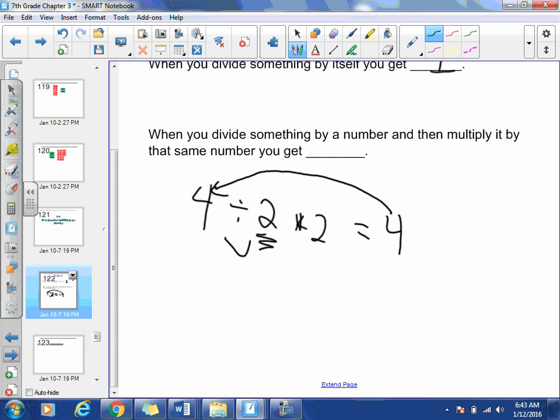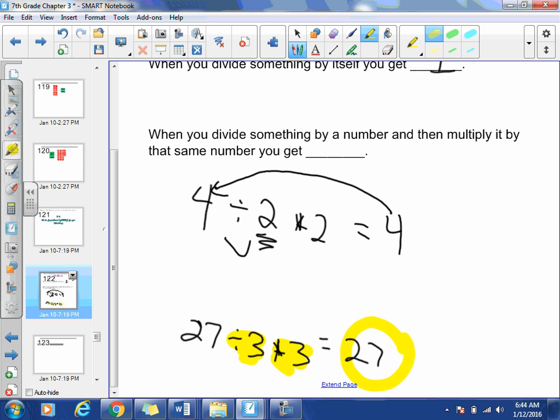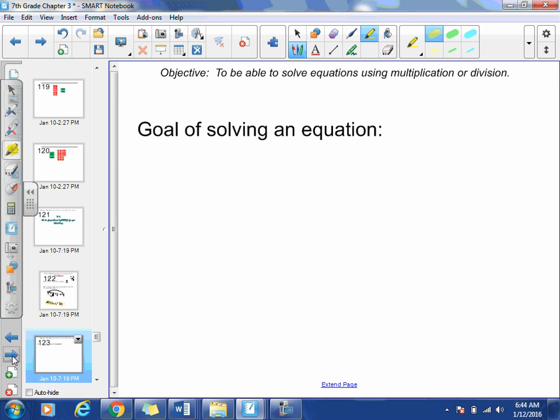All right, another example of this, let's do 27. This time let's go divided by 3. We want to get back to 27, so if we multiply by 3, 27 divided by 3 is 9. 9 times 3 is 27. So again, if we divide something by a number, in this case 3, and then multiply it by that same number, we get back to what we started with. That's because multiplying and dividing are inverse operations. They undo each other. They are opposites.